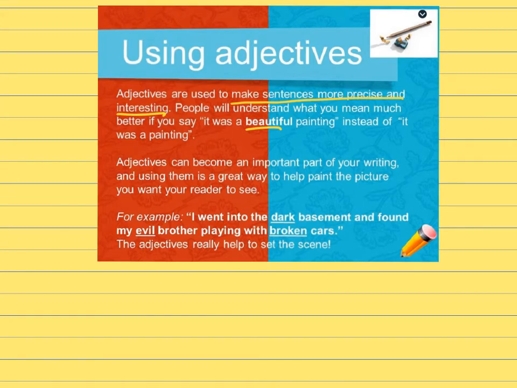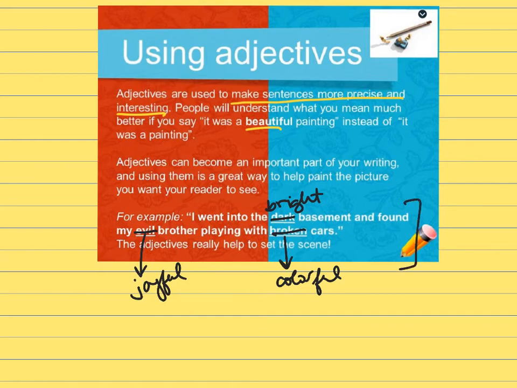So here are examples. I went into the dark basement and found my evil brother playing with broken cars. The adjectives really set the scene and set the tone. Let's imagine that instead of saying dark basement, we said bright basement. And instead of evil brother, we said joyful brother. And instead of broken cars, we said colorful cars. Now the sentence reads, I went into the bright basement and found my joyful brother playing with colorful cars. That changes the whole tone of this little story.